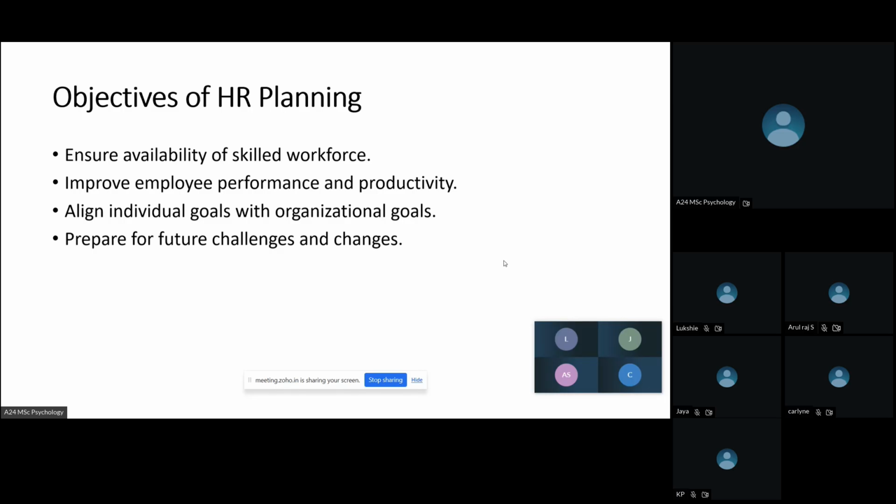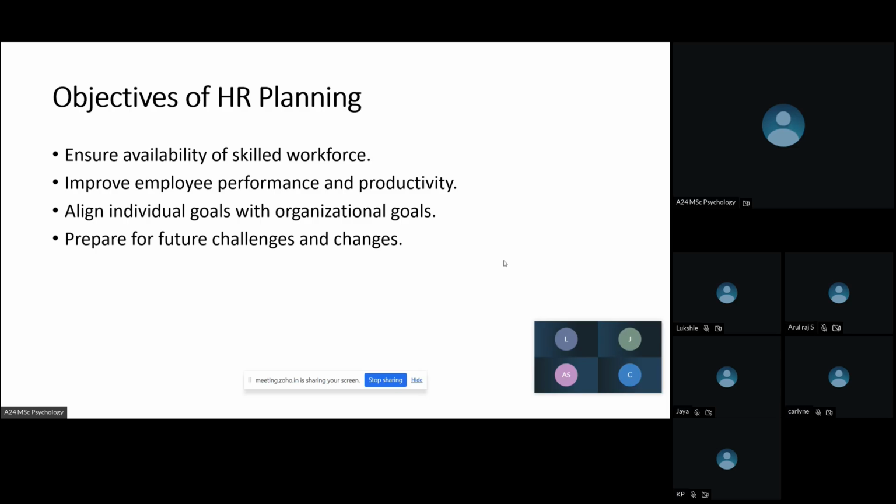They will exit the company. Again, if the person is exiting from the company, then we have to start from the top. We have to hire for that role again. So it is very much needed to align the individual goals to organizational goals.